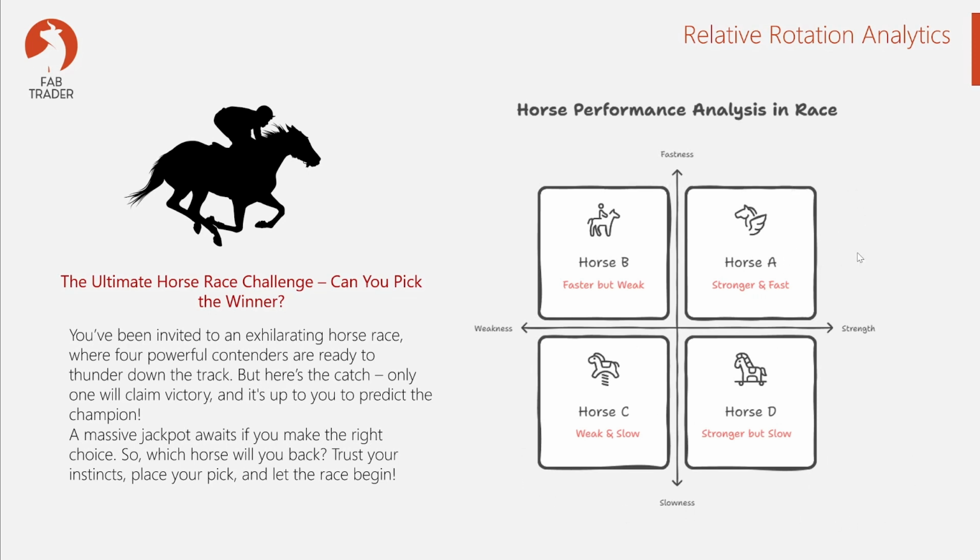For example, of these 4 horses, horse A is both strong as well as fast. Horse D is stronger, but it's slower. Horse C is both weak as well as slow, and horse B is faster, but it's not in great shape right now. So suddenly, when you look at things this way, it becomes much clearer, isn't it? Horse A, no doubt, is the horse that you want to bet on. And the relative rotation graph is very similar to the same concept. Let's now look into the actual RRG itself.